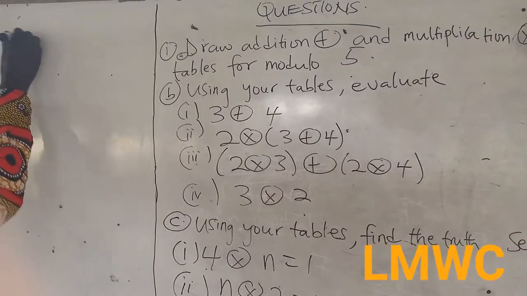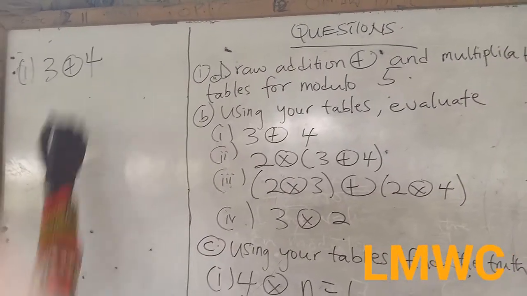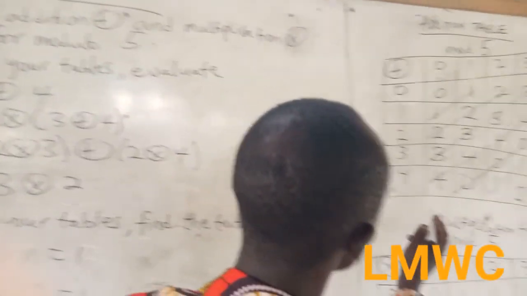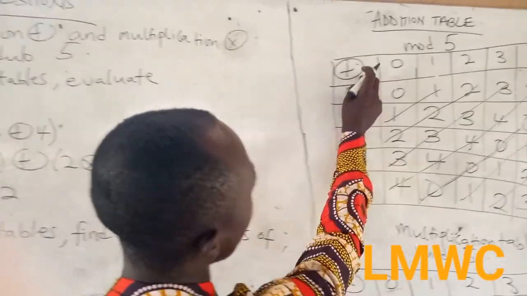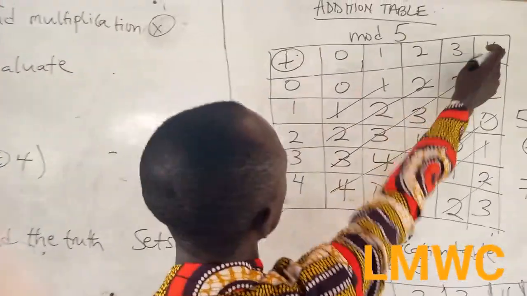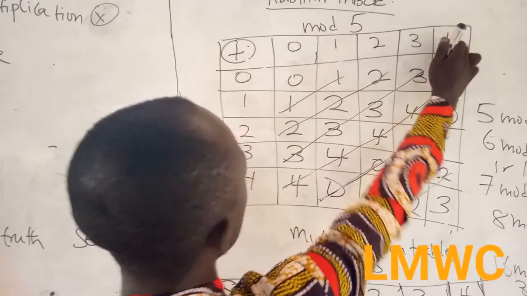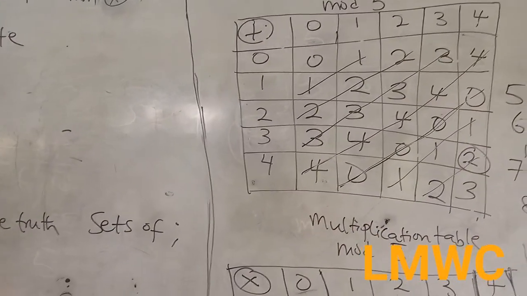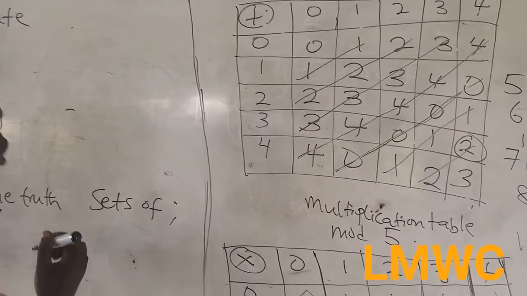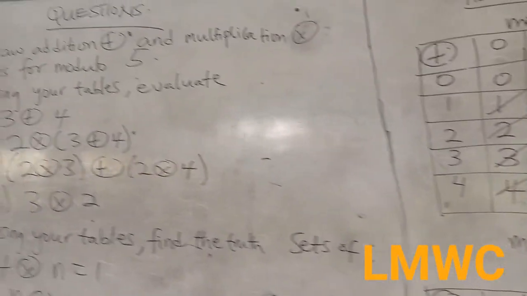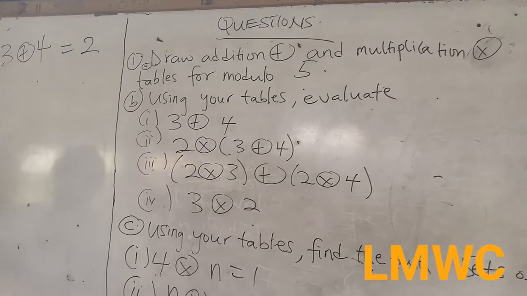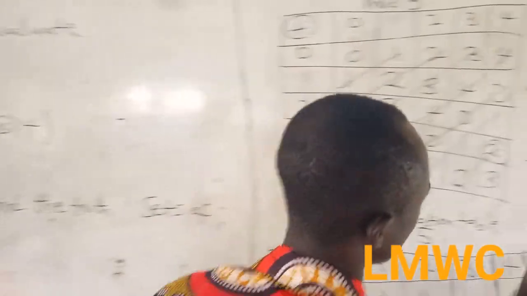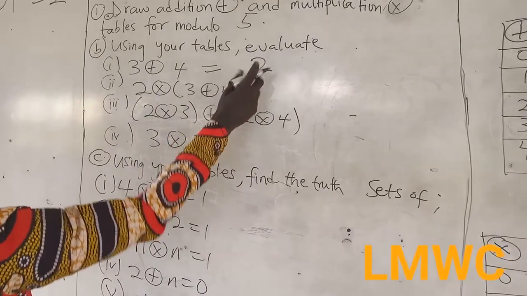3 plus 4. So you see 3 plus 4, we are getting what? 2. Our answer is 2. The value for this one is 2.